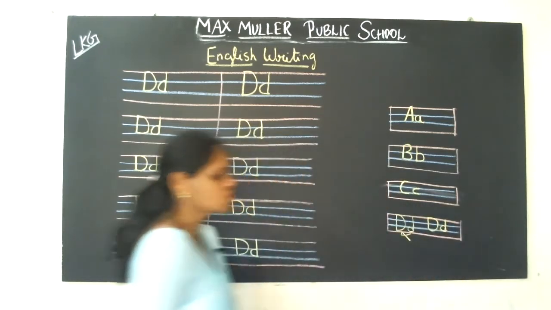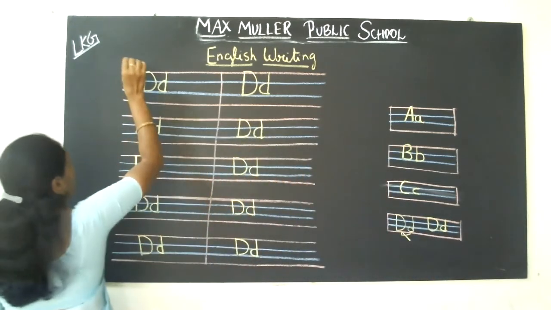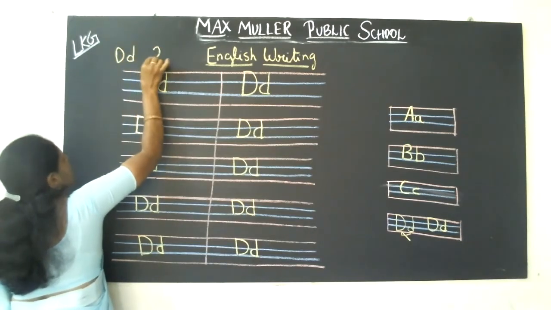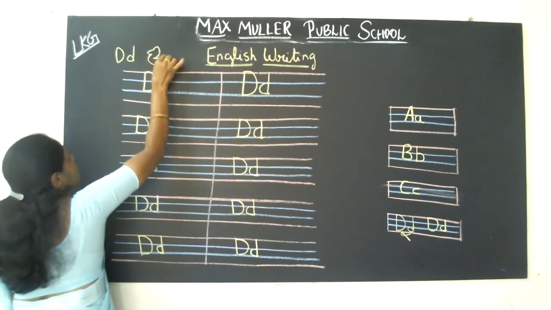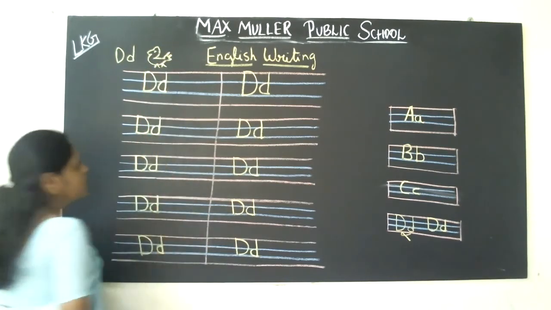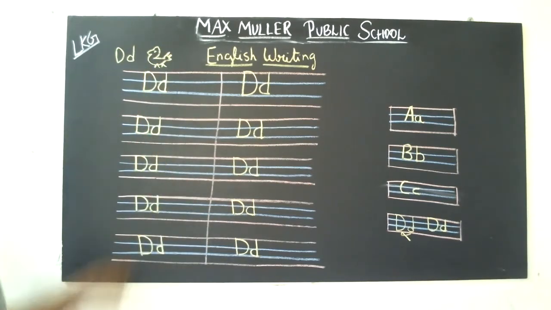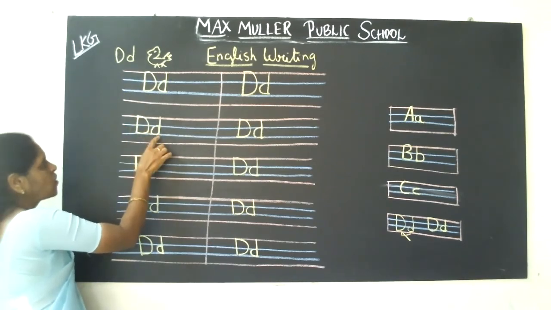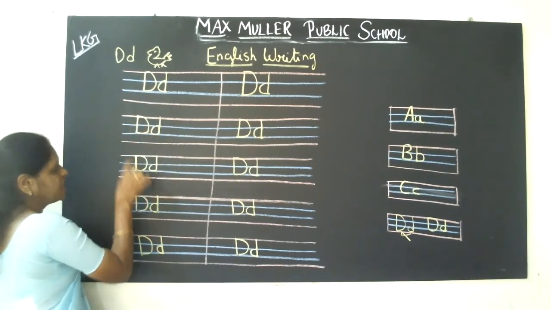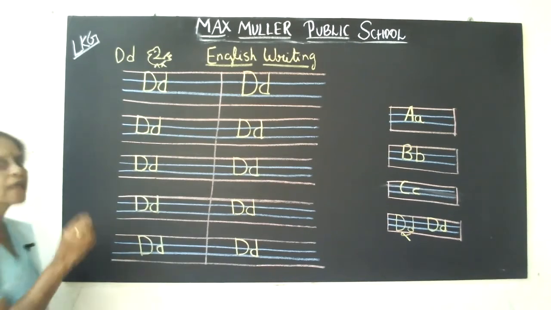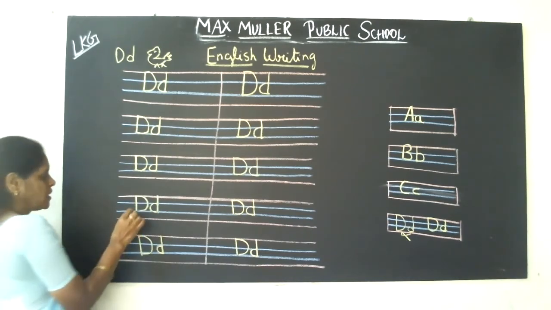Capital D, small d. D for what? D for duck. D for duck. Capital D, small d. Say, children, open your mouth and say, capital D, small d.